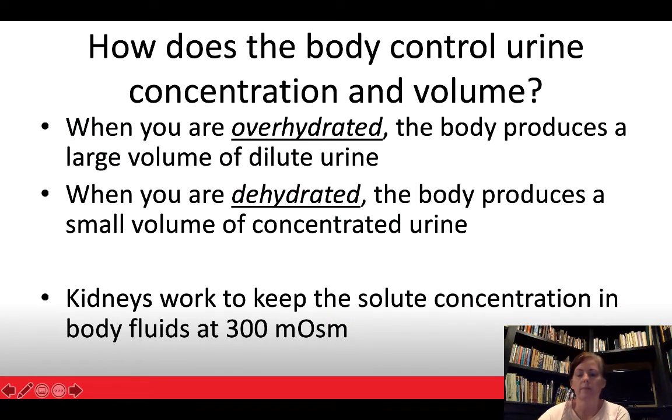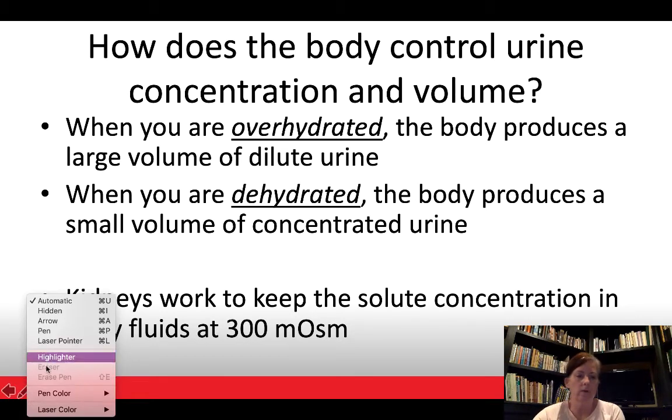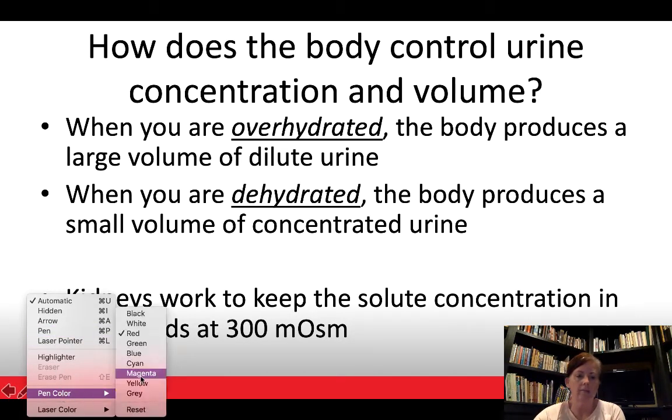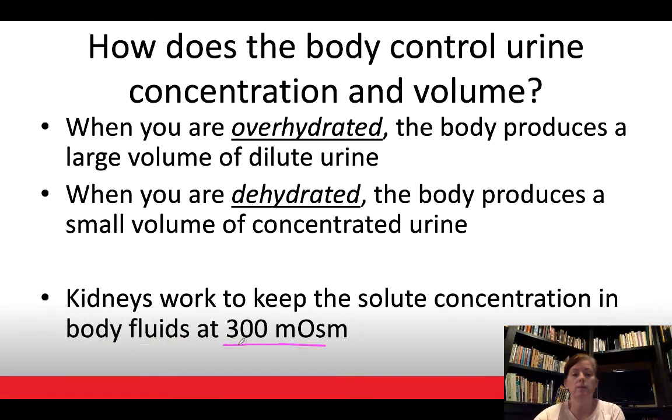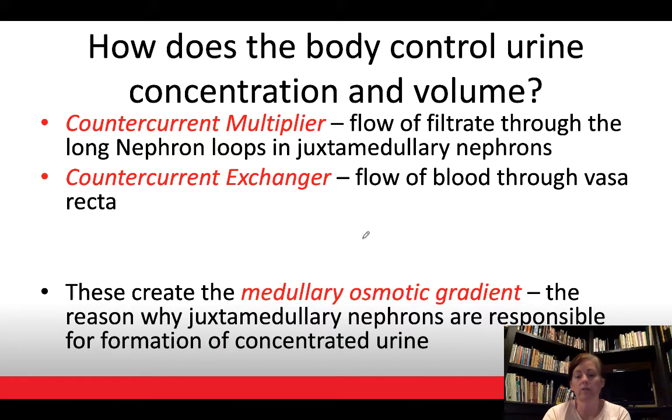So we're gonna continue with this. This is talking about how the body controls urine concentration and volume, and we pointed out that our kidneys work really hard to keep the osmolarity of the fluids in our body at 300 milliosmoles. It does that by controlling not only the volume of urine, but also the concentration of our urine, because that's going to affect the volume and concentration of other bodily fluids. You've definitely seen that. How does it do that? How does it control urine concentration and volume?